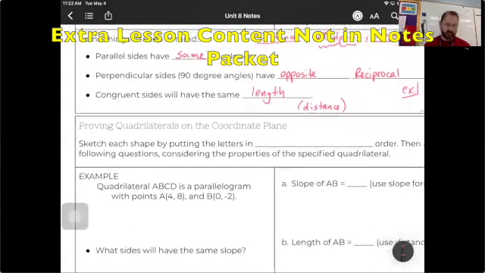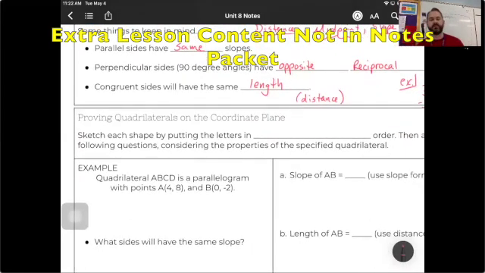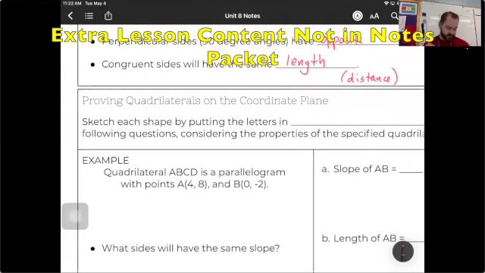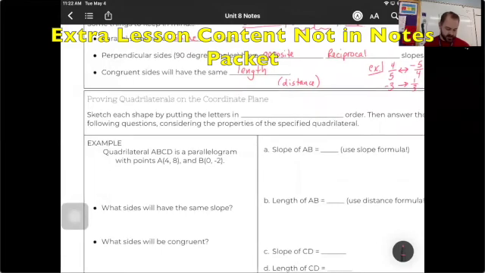So as we work through these examples, you'll notice I don't give you a lot of graphs in this lesson. At the very end, there's a couple problems where we do the graphing. But for most of this, we're just working with the formulas. We're not actually doing the graphs. So the starting place for every one of these is to understand which points line up to give us the sides that we're using. Okay, which 2 points at a time are we going to use? So we do this by sketching each shape. I'm reading here in the middle of the page. We're going to sketch each shape by putting the letters in clockwise order.